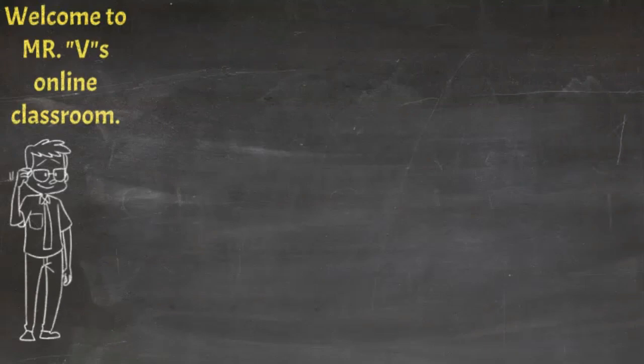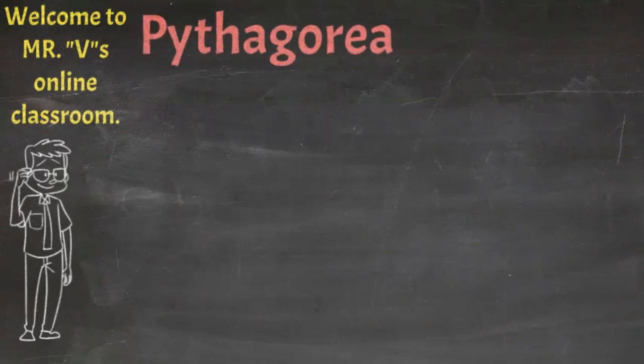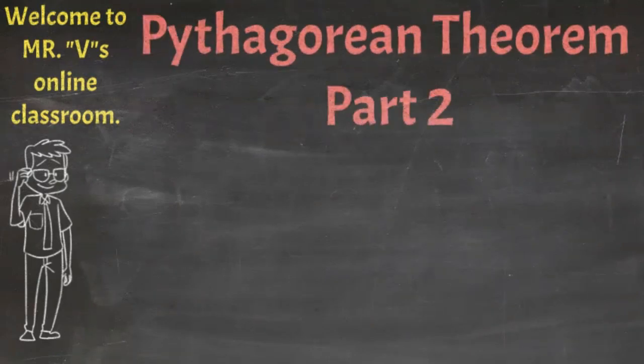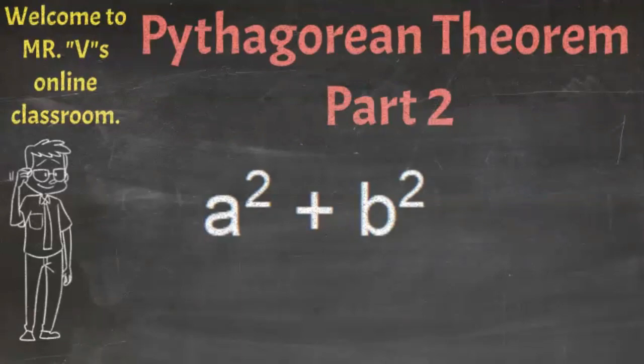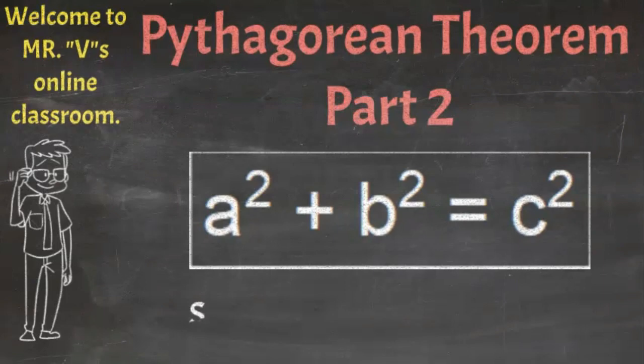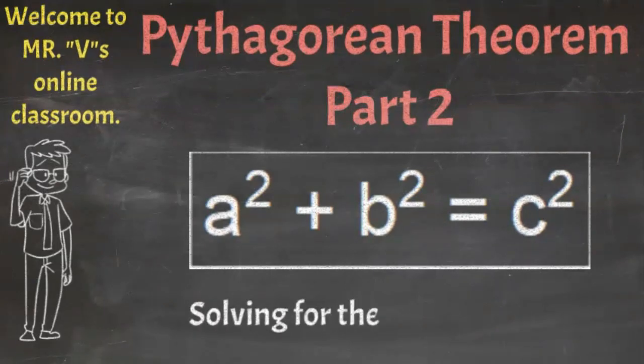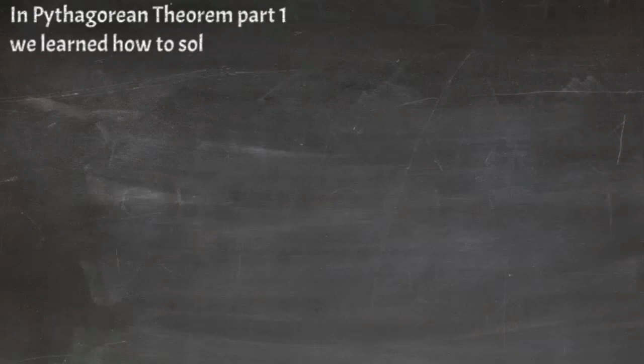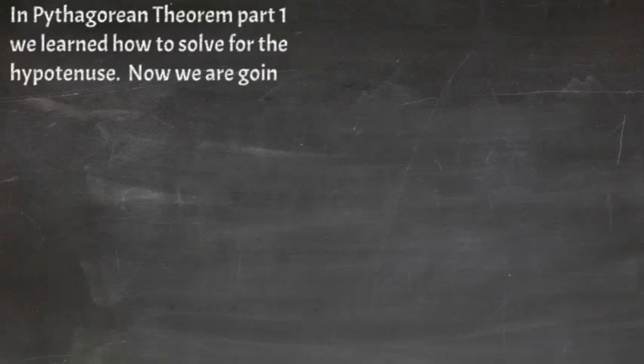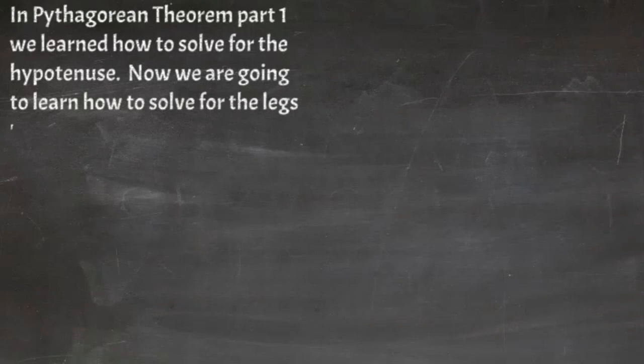Today we're going to learn the Pythagorean Theorem, Part 2. Remember, the Pythagorean Theorem is a squared plus b squared equals c squared. Today we'll be solving for the legs, a and b. In Pythagorean Theorem Part 1, we learned how to solve for the hypotenuse. Now we're going to learn how to solve for the legs a and b.